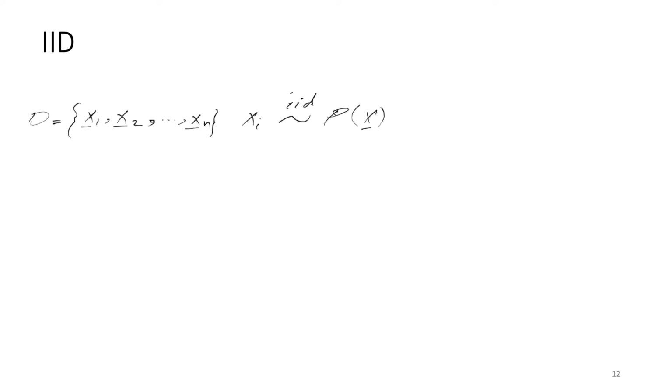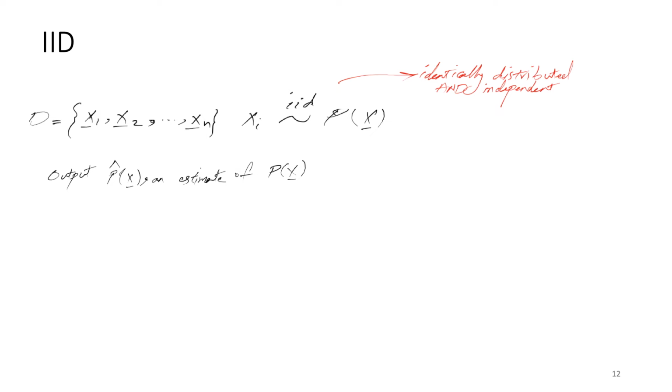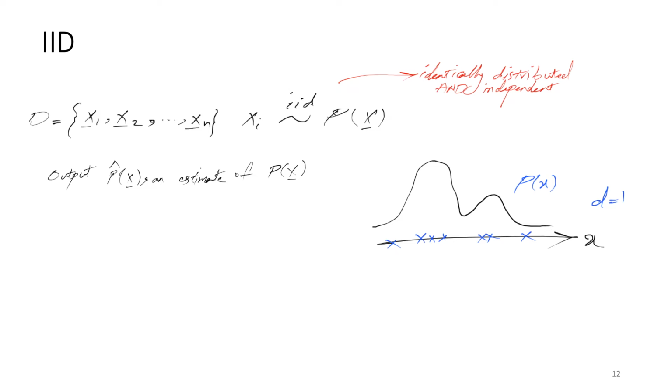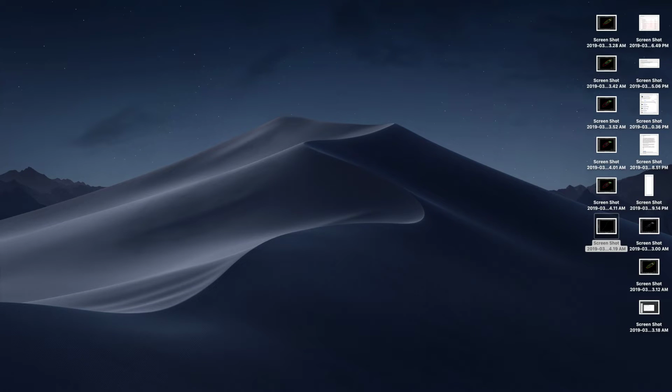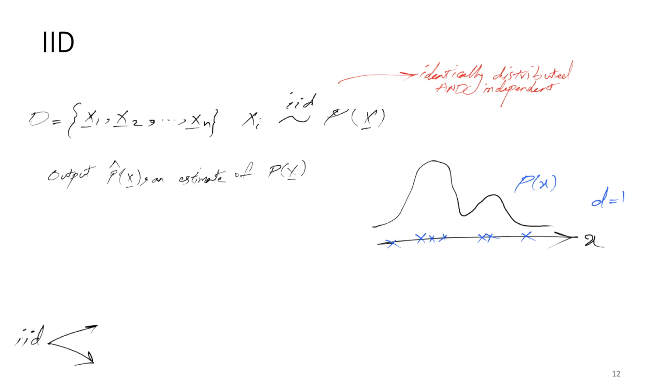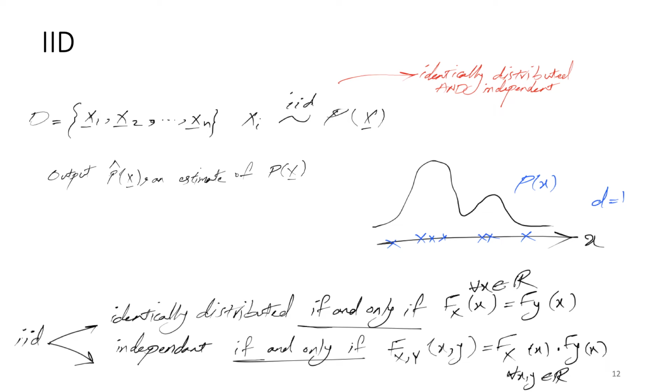All right. So IID. It's identically distributed and independent. So what does that mean? We call it identically distributed first, and then independent.